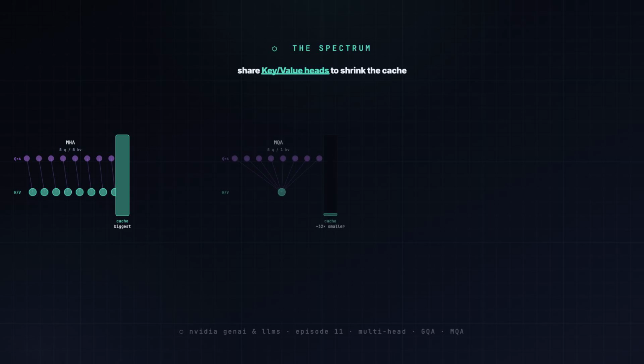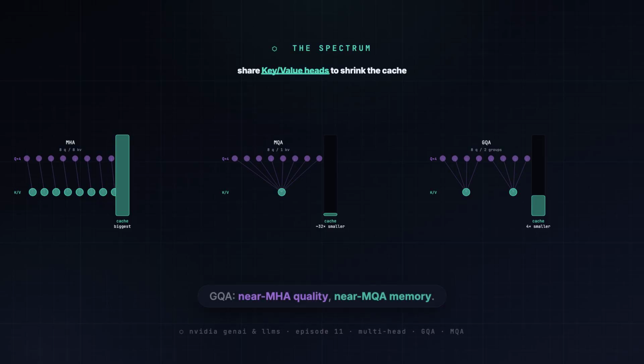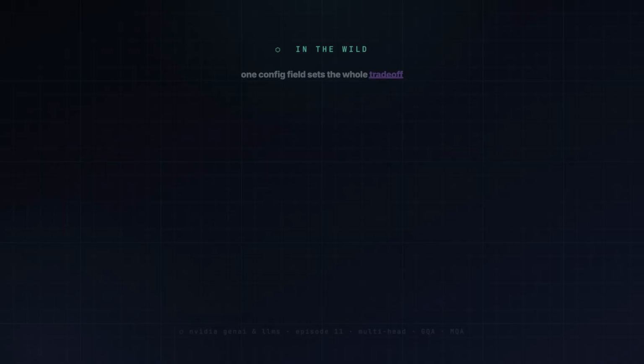Here's the spectrum that fixes it. With full multi-head, every query head has its own key value head: best quality, biggest cache. At the other extreme, multi-query, all the query heads share one single key value head: tiny cache, blazing fast, a small quality dip. In between sits grouped query: split the query heads into a few groups. Each group shares one key value head. Near the quality of full multi-head, near the speed and memory of multi-query, that's the sweet spot, and it's why GQA is everywhere.